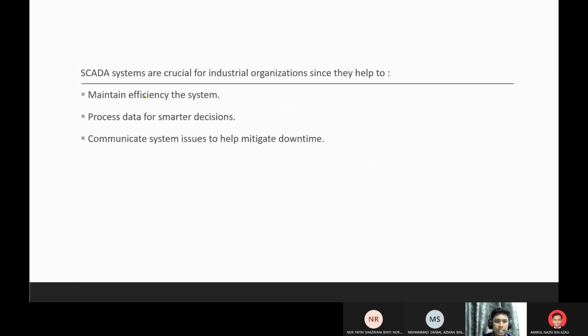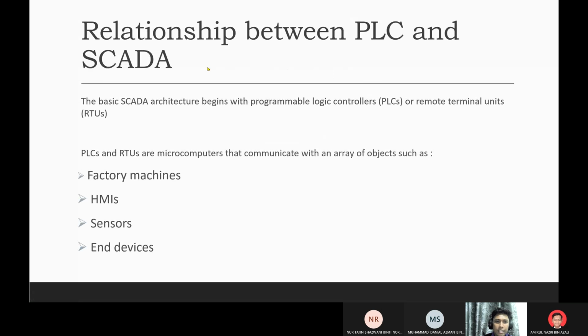SCADA systems are also crucial for industrial organizations since they help to maintain efficiency, process data for smarter decisions, and the system also communicates system issues to help mitigate downtime. We can see the SCADA system is similar to the PLC system.